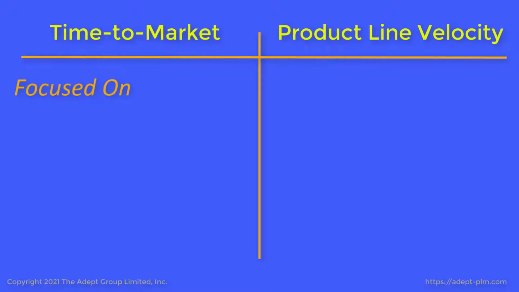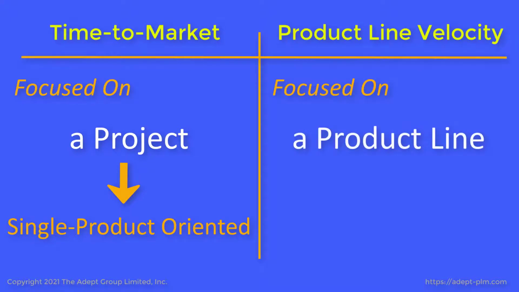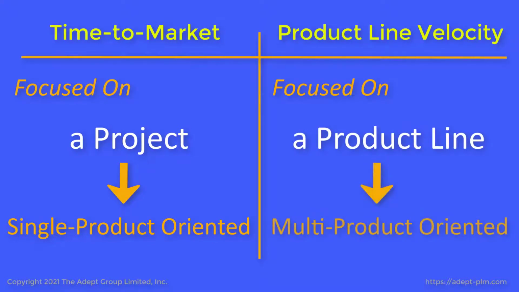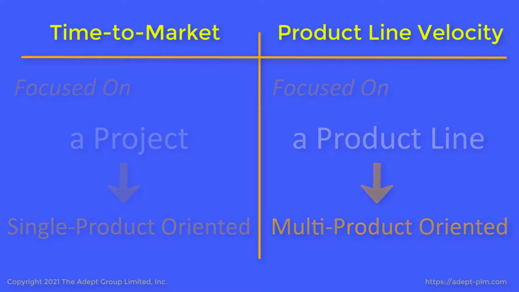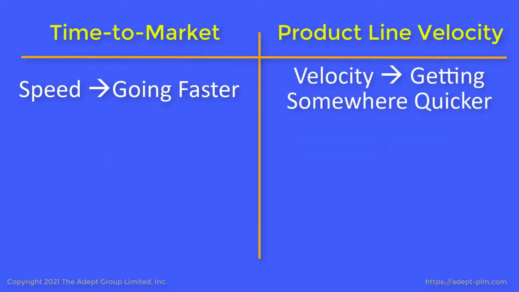Now, let's compare the two measures. You'll see time to market creates a focus on one project. It's based on what's referred to as a single product orientation in which products stand independent of each other. Product line velocity, on the other hand, focuses on a product line. This is a multi-product orientation that recognizes the performance of the line can be more than the sum of independent products and projects. You'll see time to market pushes on speed, getting things done faster.